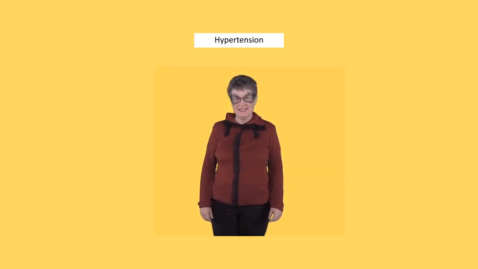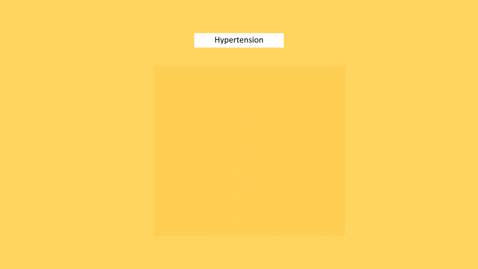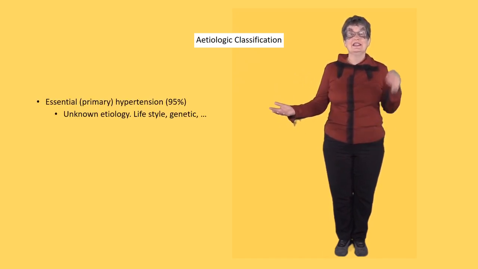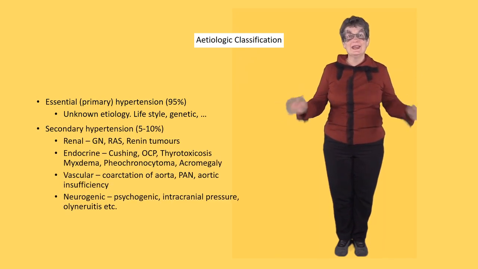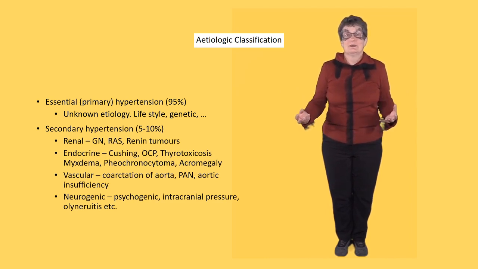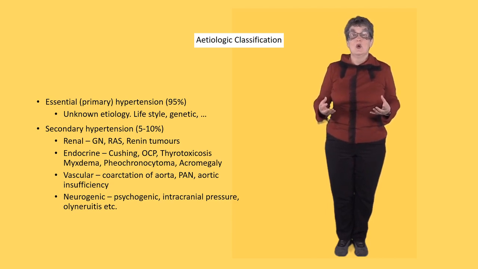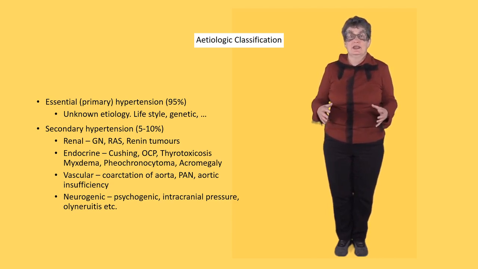Hypertension is a very common disease in our society, and it causes changes in the heart, blood vessels, and many organs around the body. We can think of hypertension as being either essential or primary hypertension, which is lifestyle and perhaps genetic, and then secondary hypertension due to a really well-defined cause, such as renal hypertension, endocrine hypertension, vascular hypertension from coarctation of the aorta, or neurogenic hypertension from things like raised intracranial pressure.